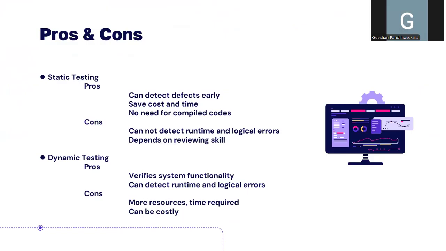Here's a summary of pros and cons. Static testing helps prevent problems. Dynamic testing ensures they don't happen when users are using the system. Using both gives us full quality coverage. You can see here in static testing, these are the pros. Can detect defects early, save cost and time. No need for compiled code. But the cons are cannot detect runtime and logical errors. Depends on reviewing speed.